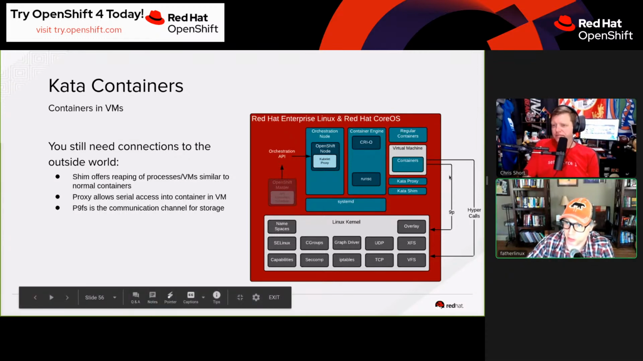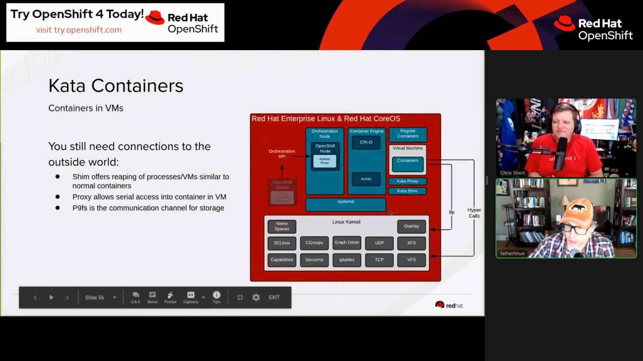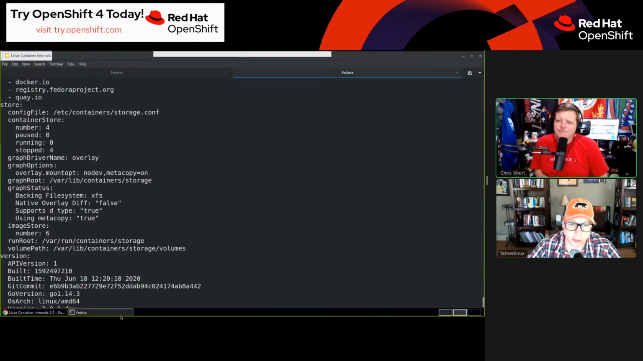Whereas this, you've got to go through to get storage. You've got to go through this. The network's actually almost the same, which is why I don't show it. It's really the storage and then the hypercalls that are different with Kata. Okay, so here, let's show what that looks like in real life.